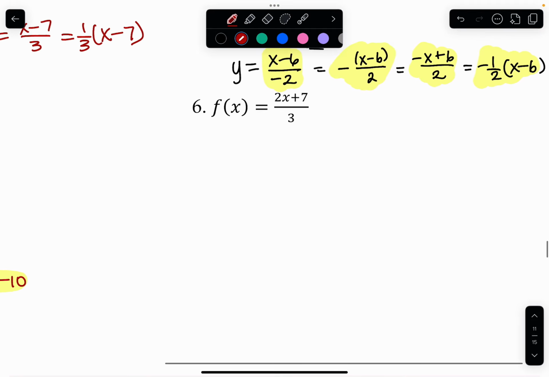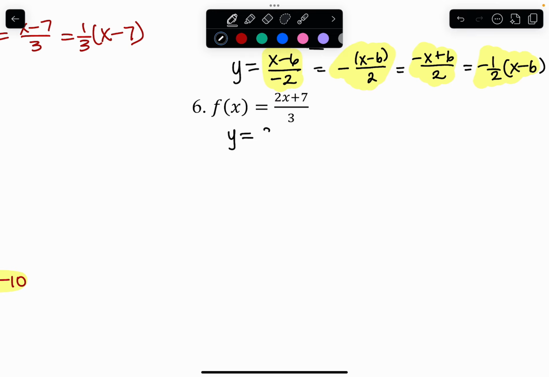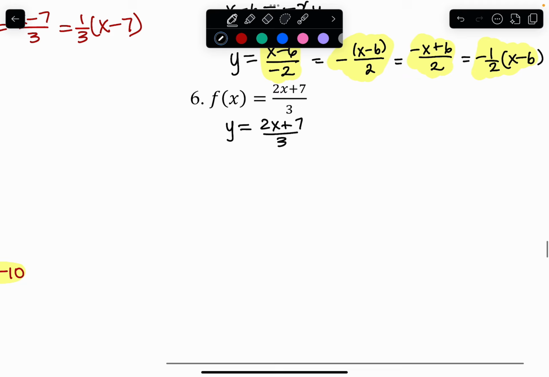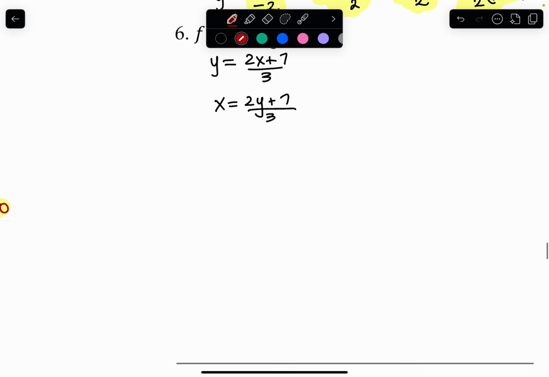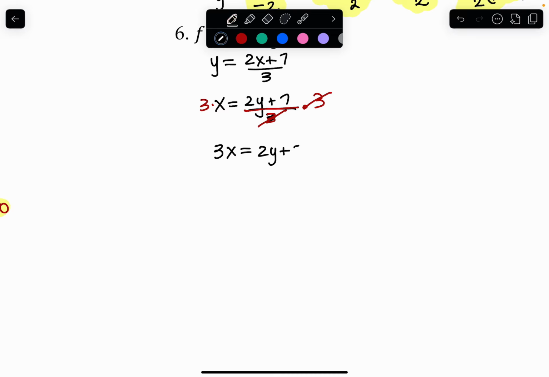All right, last one. First step, put y, and then switch your x and y. Now here, our first step is this entire expression is trapped by this 3. So we need to get rid of that 3 by multiplying. So now we have 3x equals the 2y plus 7. It's free because these 3's cancel.